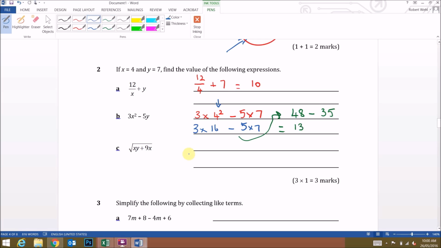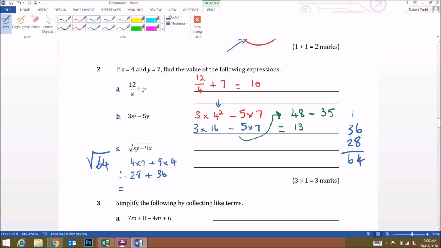All right, here we have the square root of x times y. And x times y is 4 times 7 plus 9 times 4. So 4 7s are 28. 9 4s are 36. Add the two together. 64.